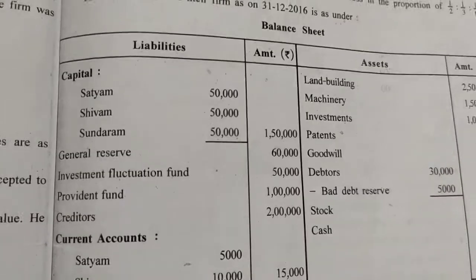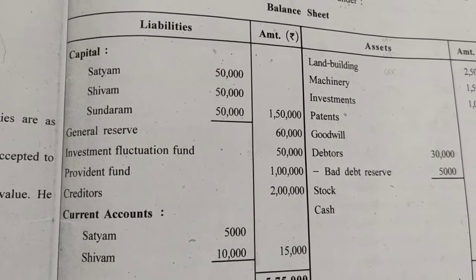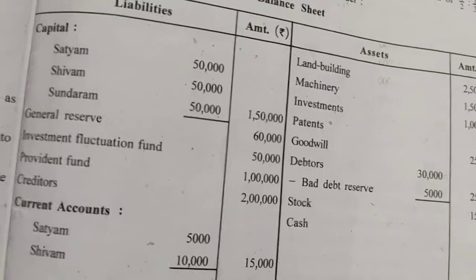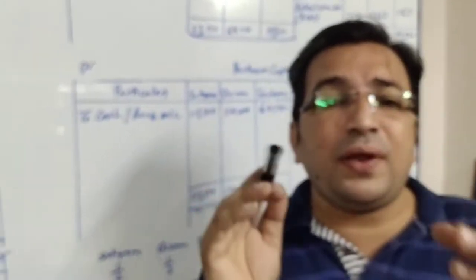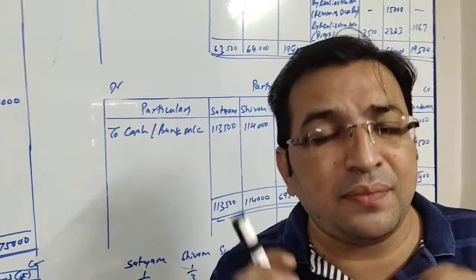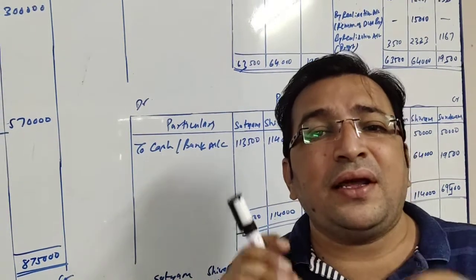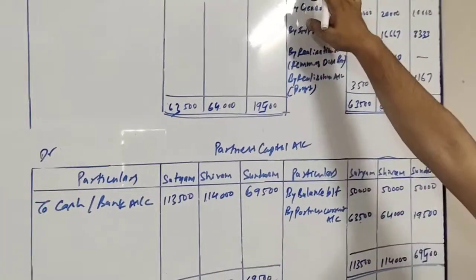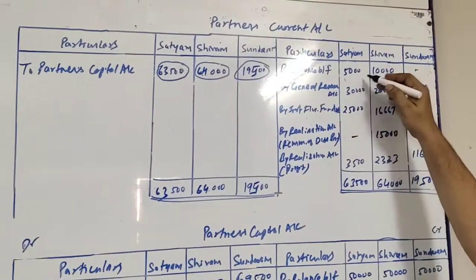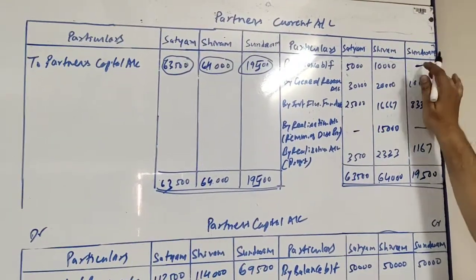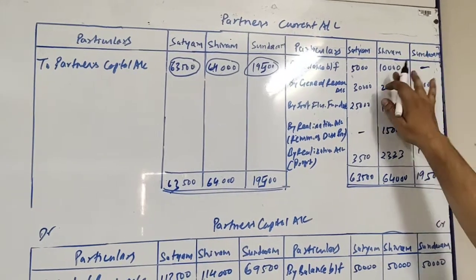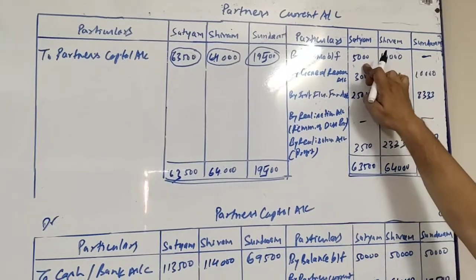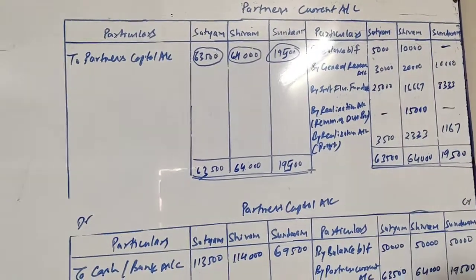Next item is the current account, Satyam and Shivam 5,000 and 10,000. So this is the opening balance of current account of Satyam and Shivam. This is the credit balance, so it will be written as the opening balance of current account. So here it is: current account, by balance brought forward 5,000 and 10,000, and a dash in Sundaram's column. Sundaram doesn't have any balance. So in the column of Sundaram dash, Satyam 5,000 and Shivam 10,000.